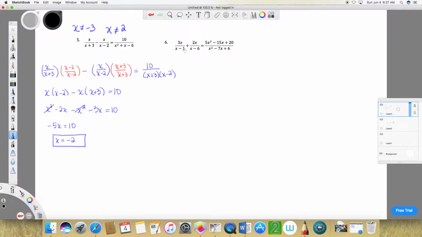In this problem number 6, again, we have the same situation that we did in 5. On the left-hand side, we have linear denominators, but on the right-hand side, a quadratic. And x squared minus 7x plus 6 factors. You can easily see that it factors to x minus 1 times x minus 6. -1 times -6 is positive 6, and -1 and -6 add up to -7.